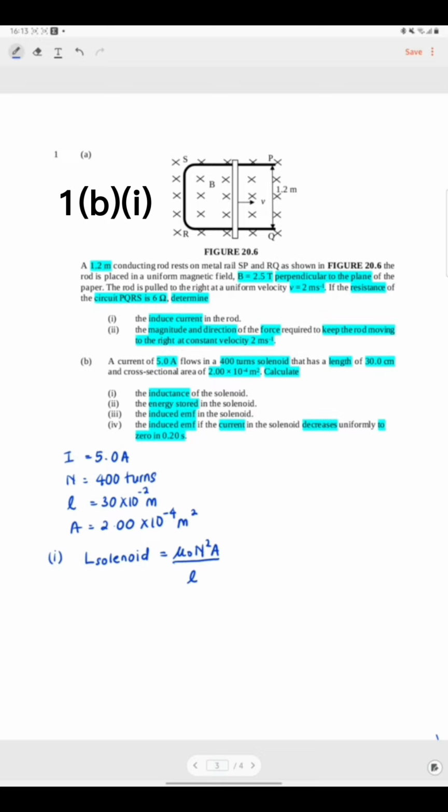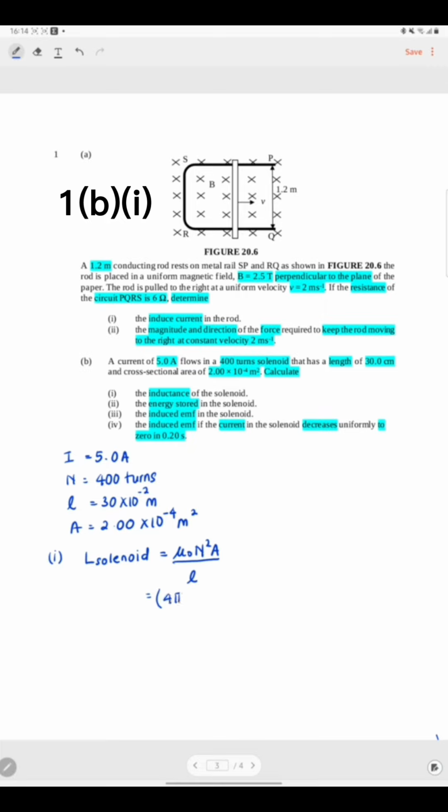The question asks for the inductance of the solenoid. So we need to use the formula of inductance which is specific for a solenoid. The equation is L solenoid equal to mu naught N square A over length. We need to substitute mu naught. Don't worry, you can find mu naught in your list of constants. It will be given in your final exam. Refer to the front page of your PSPM paper.